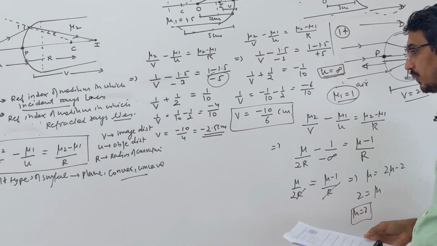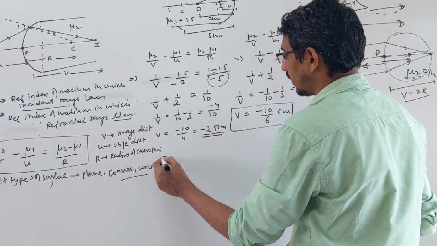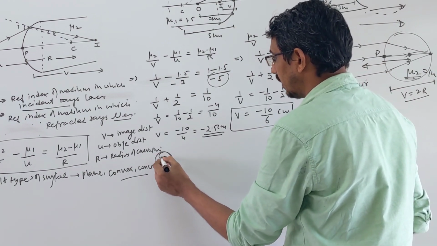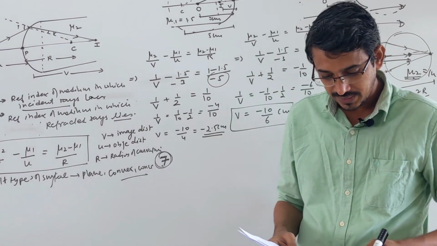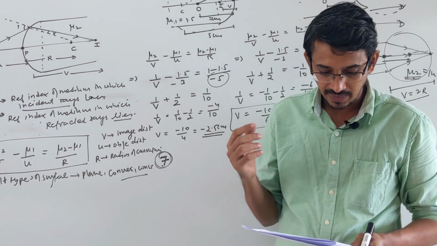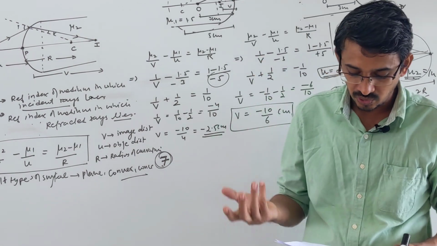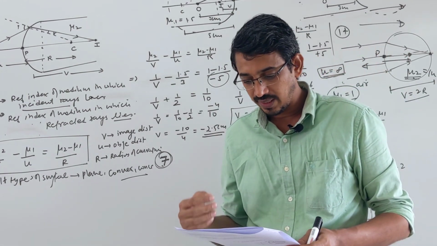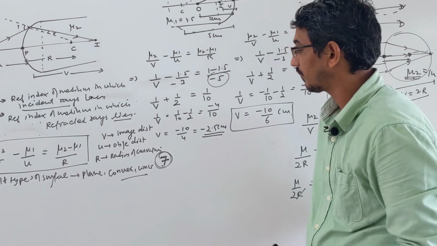Let me do one question, then I will clean this board. Question number 7 in the sheet is based on normal shift. They say a mark at the bottom of a liquid appears to rise by 0.2 meter. The depth of the liquid is 2 meter. Find the refractive index of the liquid.